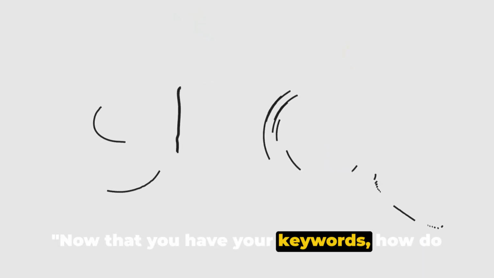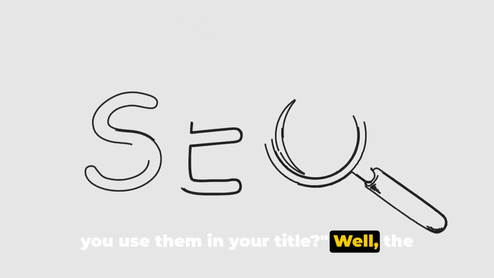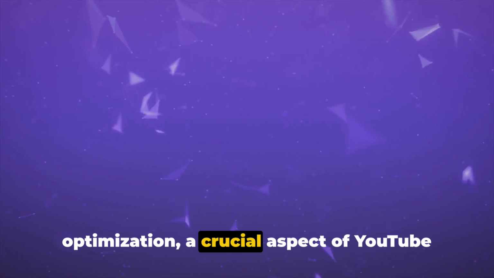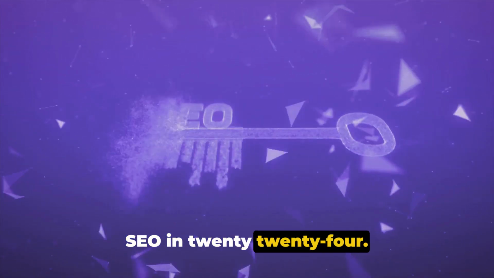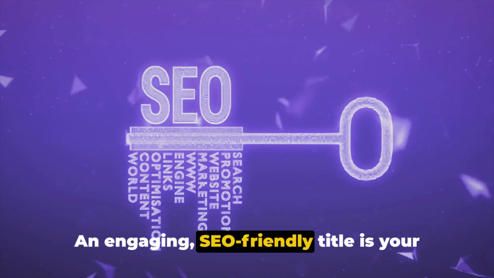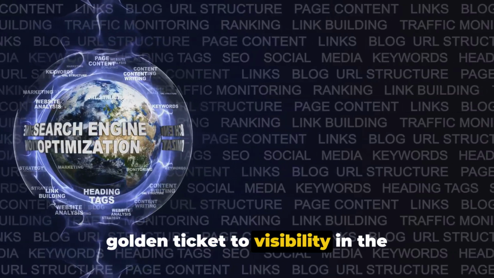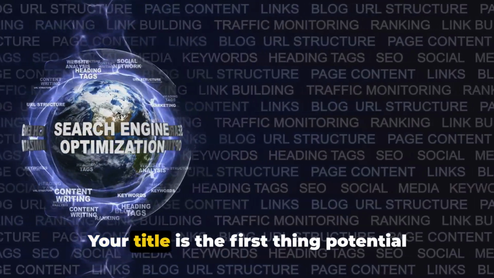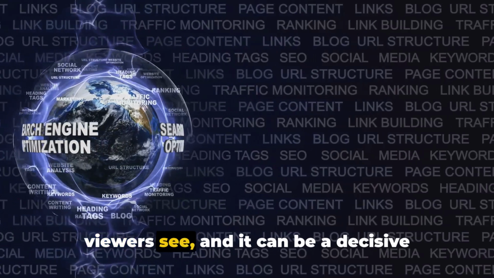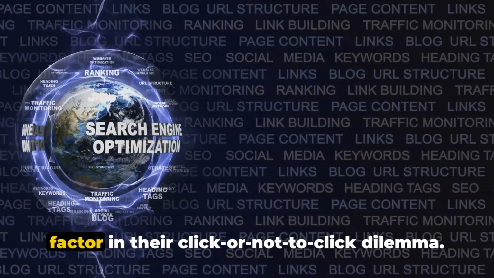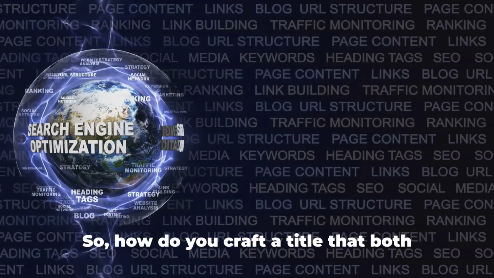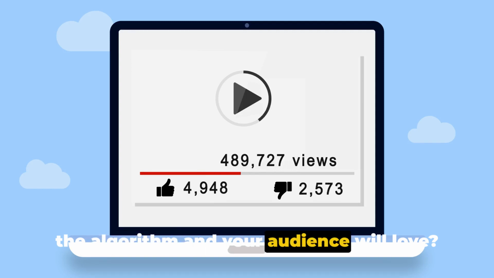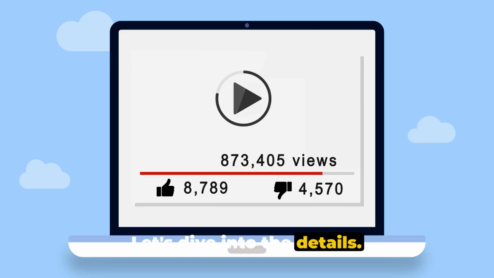Now that you have your keywords, how do you use them in your title? Well, the answer lies in the art of title optimization, a crucial aspect of YouTube SEO in 2024. An engaging, SEO-friendly title is your golden ticket to visibility in the overcrowded world of YouTube content. Your title is the first thing potential viewers see, and it can be a decisive factor in their click or not to click dilemma. So, how do you craft a title that both the algorithm and your audience will love? Let's dive into the details.